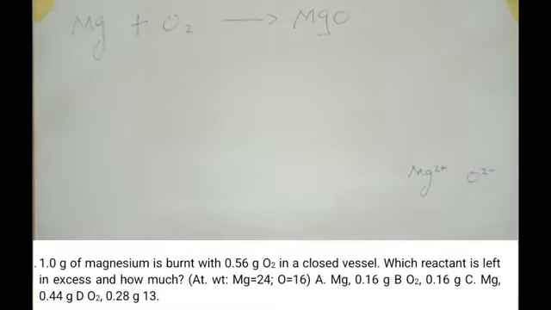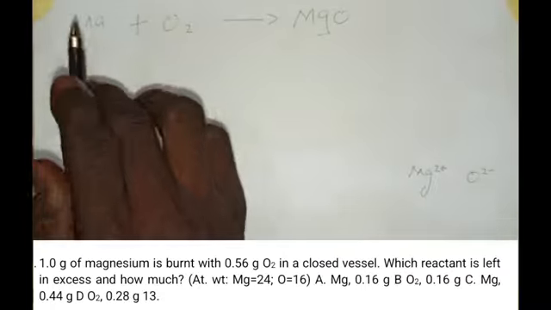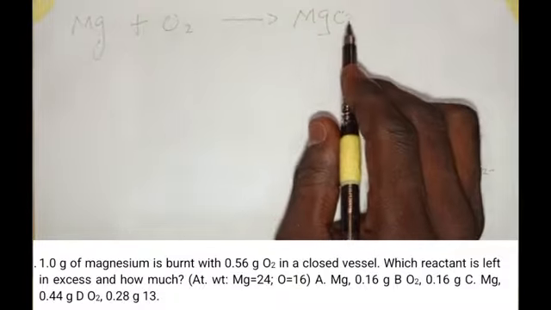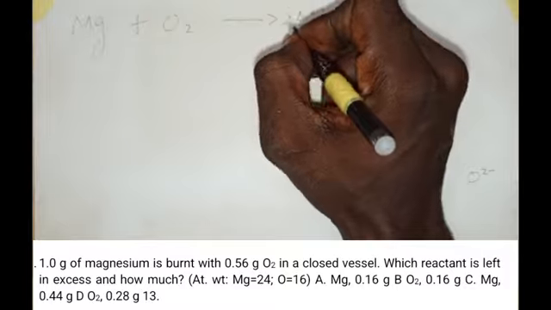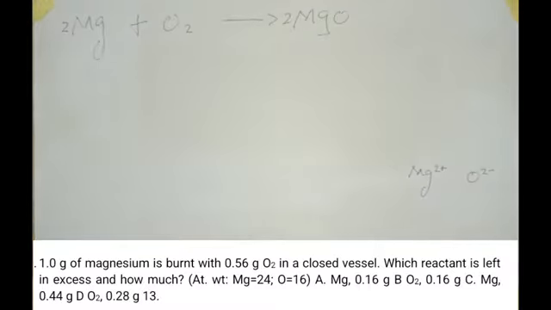Now, this compound formed here, we are going to balance the equation. So how many atoms of Mg? 1. How many here? 1. How many atoms of oxygen? 2. How many here? 1. So we have to put a 2 here to balance it. And we have to put a 2 here to balance Mg. So that's the balanced equation.